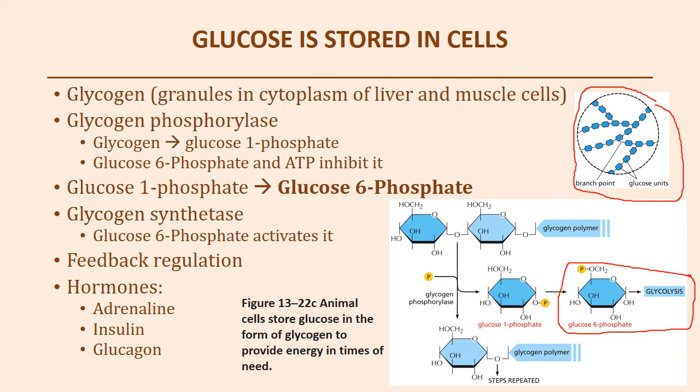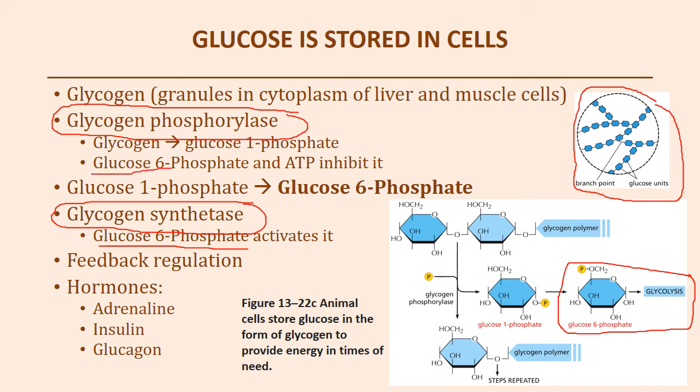On the other hand, we want to make sure that we're not utilizing our glycogen if we actively have enough ATP and enough glucose floating around. On your notes, I wrote that you have your glycogen synthase, which is activated by your glucose 6-phosphate, and at the same time, your glycogen phosphorylase, the one that's breaking down glycogen, is inhibited if you have enough glucose 6-phosphate and ATP within the cell.